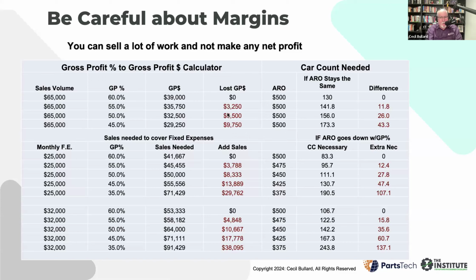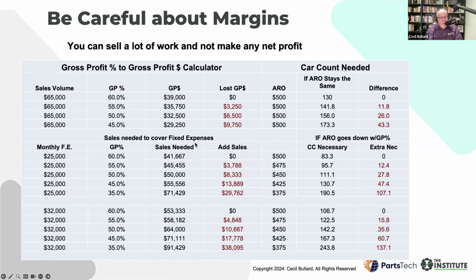And the whole point here is that there's a whole contingent out there saying, lower your price, get more business in. Well, you can do that. You can lower your margins and get more business in your shop. You can lower your margins by, I don't know, 15%. And you'll have almost $10,000 less, and you'll need 43 more cars to get the same money in your bank.